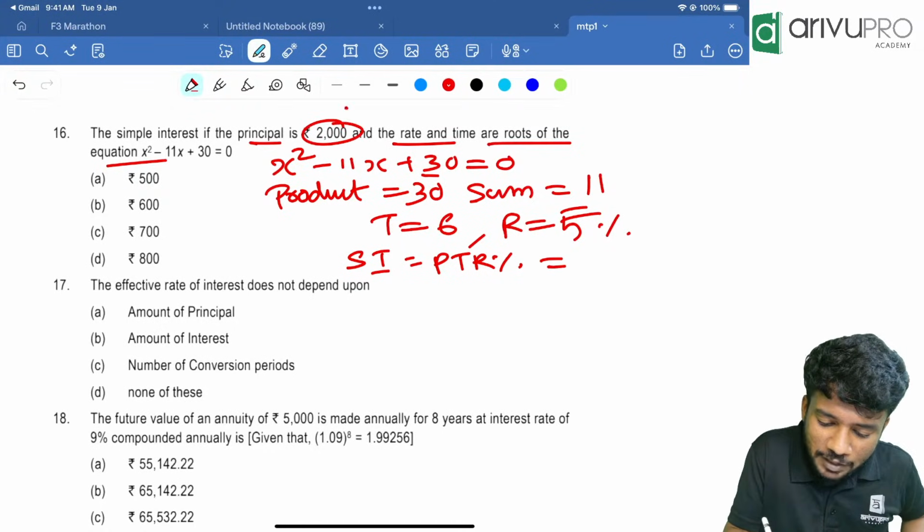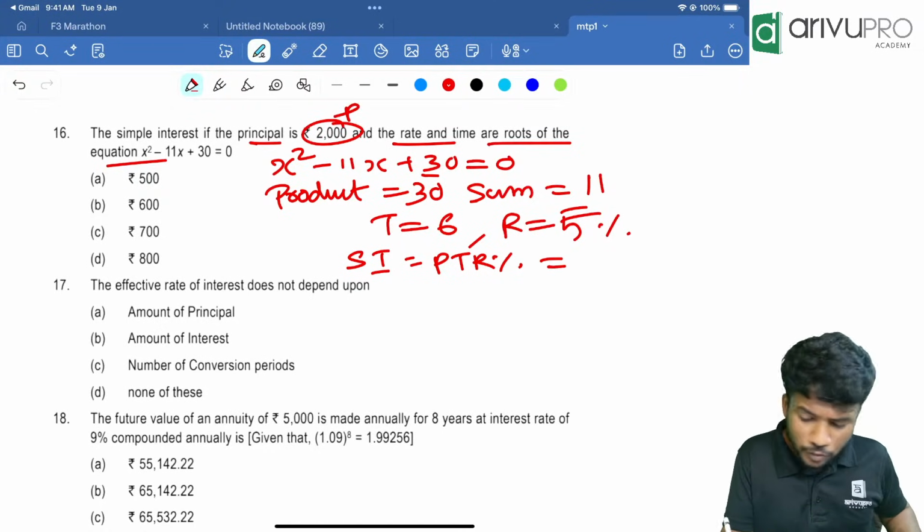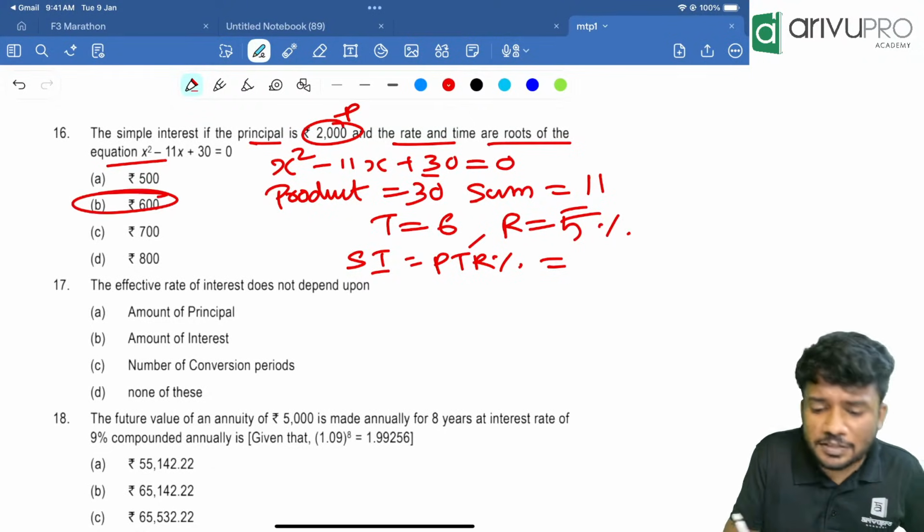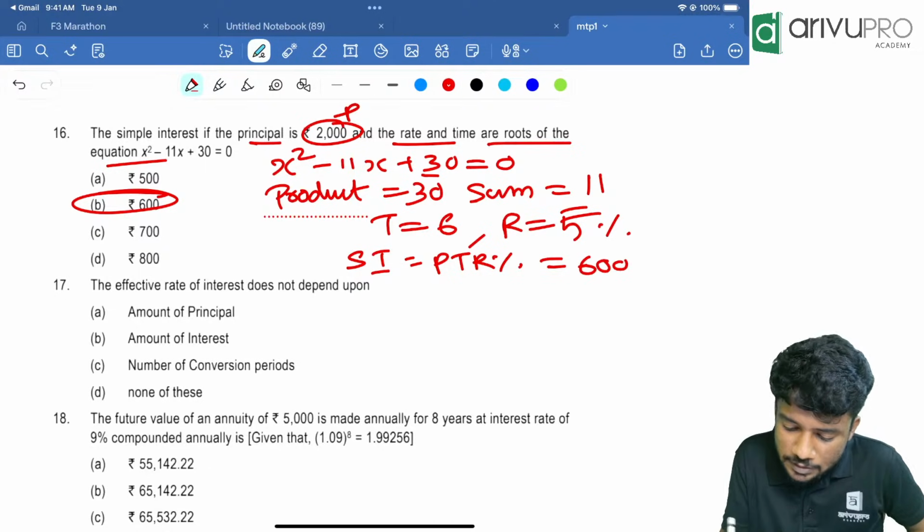We have everything. P value is how much? 2000. Take your calculator. 2000 into 6 into 5. Then click percentage. How much is the answer? 600 is the answer. Next one.